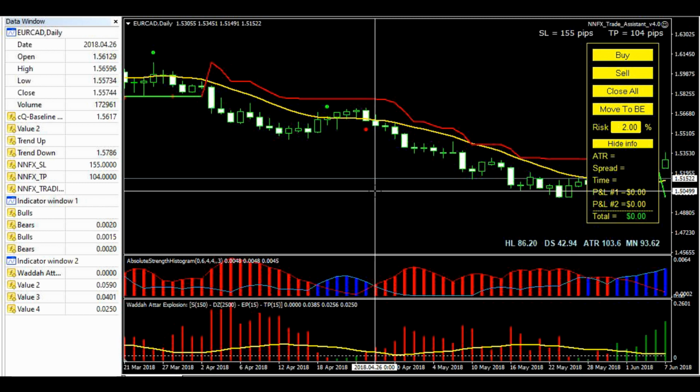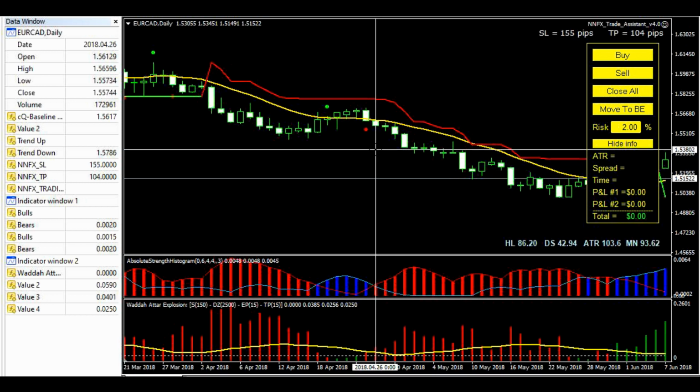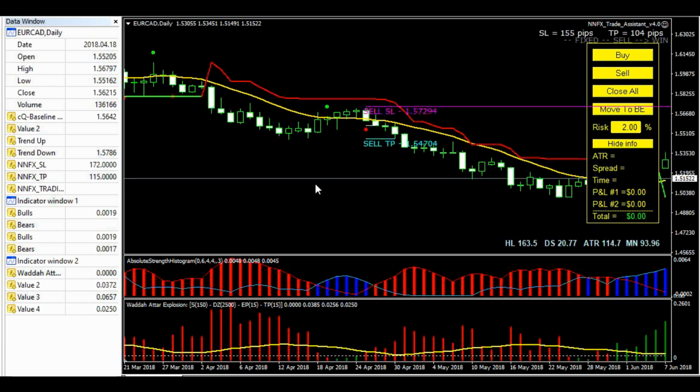So let's look at this one. So we have a new C1. Price is on the correct side of the baseline. Our C2 is in agreement and we have volume. So this would be a case where we would sell.